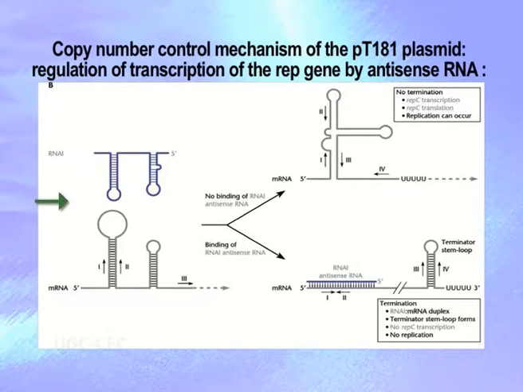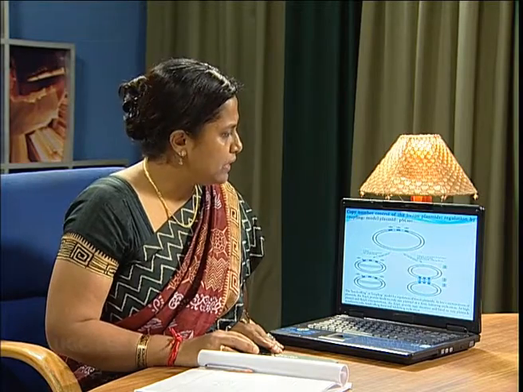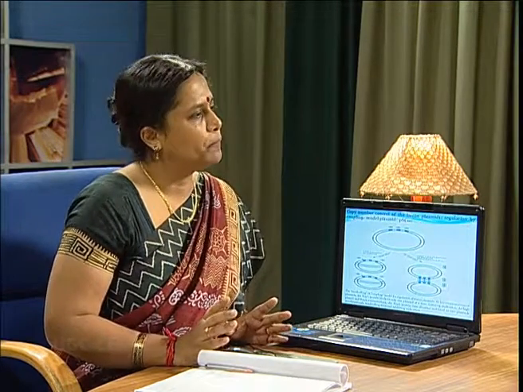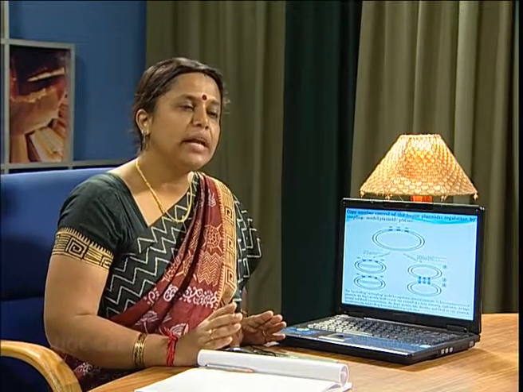Then it happens that the antisense RNA will bind here and it leads to alteration in the structures which are formed in the mRNA, and this alteration in the structure leads to generation of a premature rho-independent transcription termination signal. Herein we will see that there is premature transcription termination or attenuation, which leads to control in the synthesis of a particular gene which is responsible for carrying on the replication.